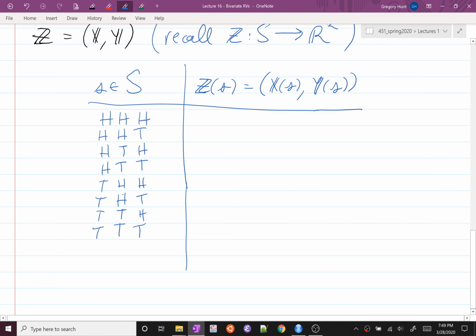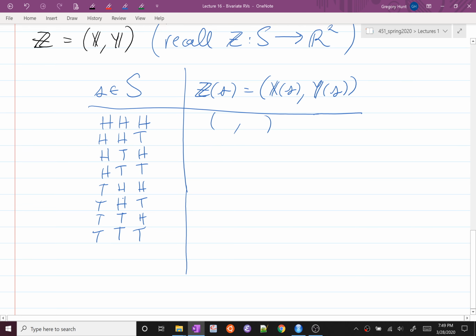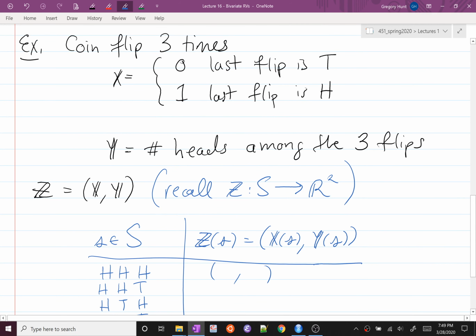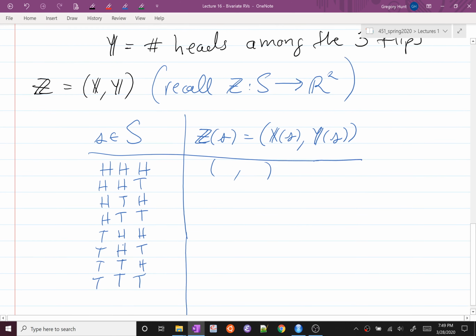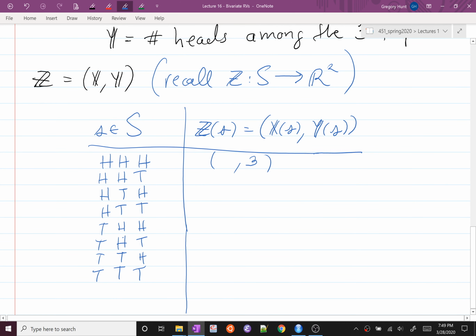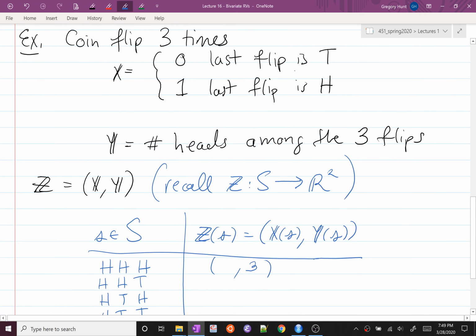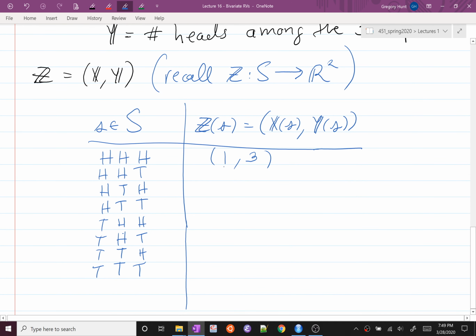And my random variable is going to be now a 2-component vector. And x, if we recall, is 0 or 1, depending on the last flip. And y, the second component, is the number of heads. So y here is 3. We got 3 heads, and the last is a head, so that gives us a 1. The last is tails here, so we get 0. We have 2 heads. The last is a head, so the x component is 1. 2 heads, so the y component is 2.